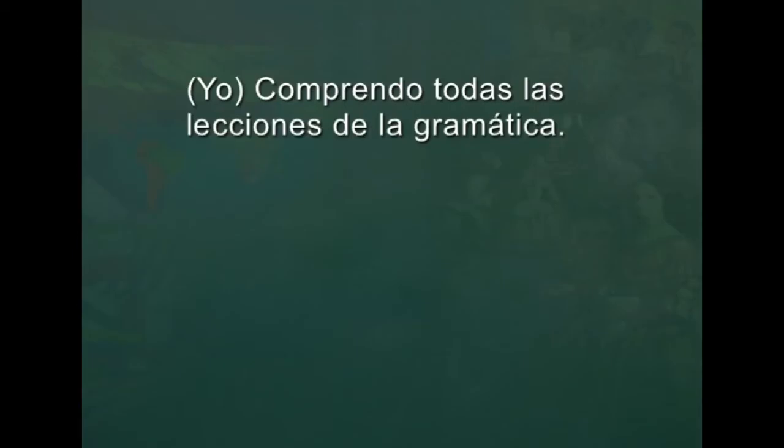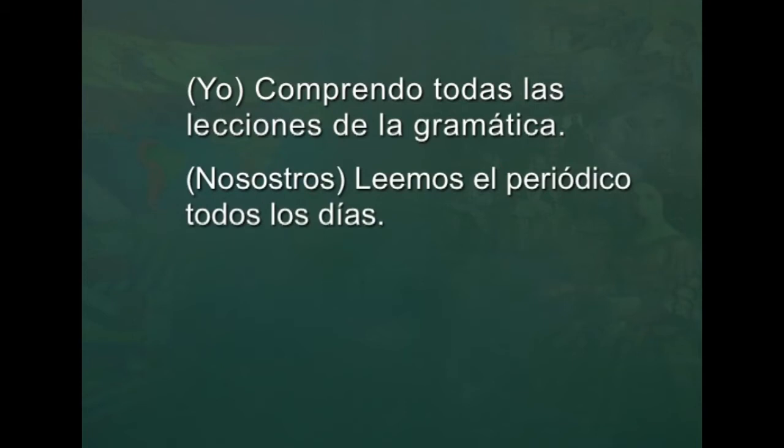We shall now look at some sentences of ER ending regular verbs in present tense and their equivalent in English. Yo comprendo todas las lecciones de la gramática. Yo comprendo, I understand all the grammatical lessons.